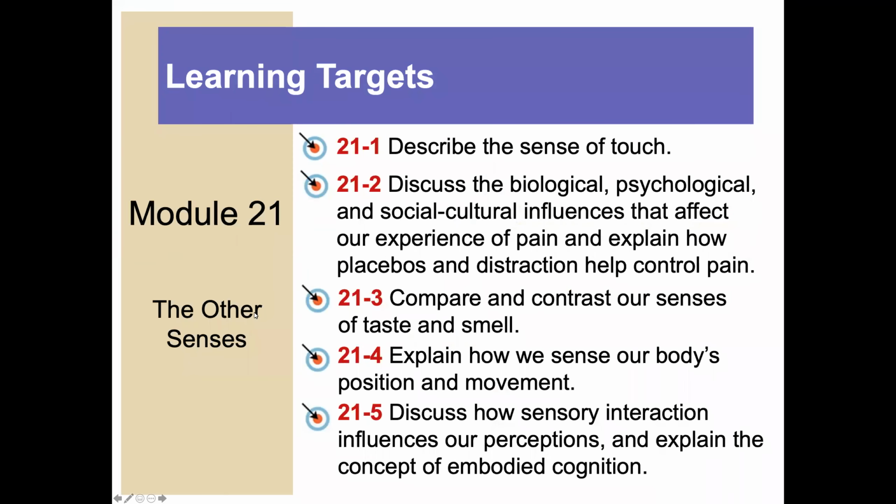The targets for your learning in this module, things you should feel pretty good about understanding after you're done studying this module, are a little bit of an understanding about the sense of touch, being able to understand that biopsychosocial model and the influences that it has on our experiences of pain. That biopsychosocial model should be familiar from Unit 1. You should be able to compare and contrast our senses of taste and smell, explain how we sense our body's position and movement, and discuss how sensory interaction influences our perception.